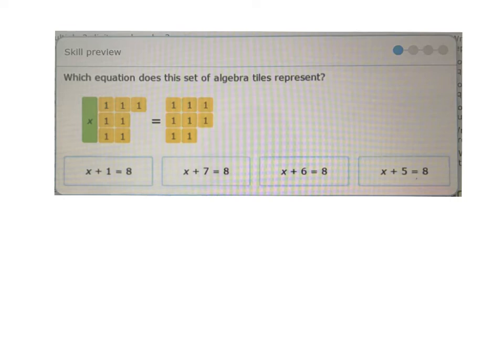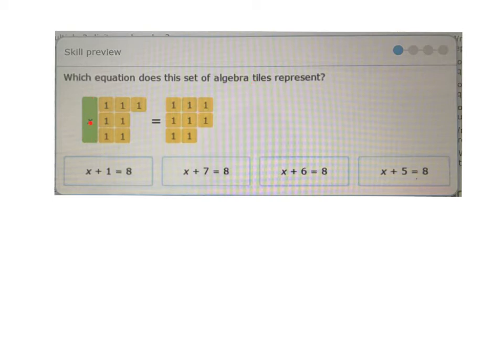In this video, we're going to look at modeling as well as solving algebraic equations using these algebraic tiles. So this first example just asks us, which equation does this set of algebra tiles represent? So let's see what we have here.